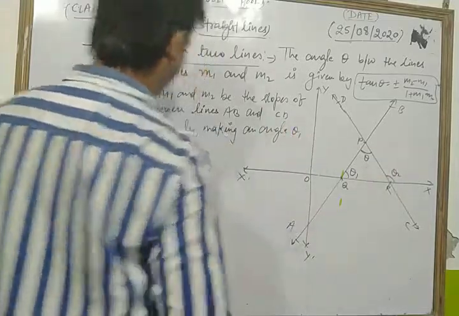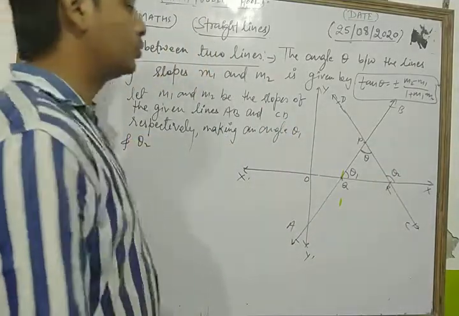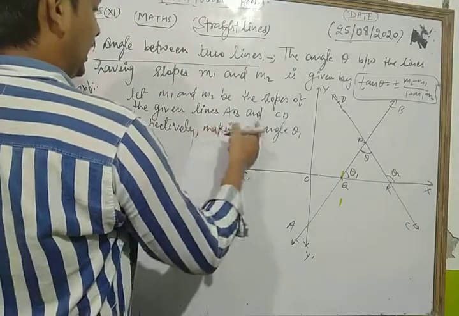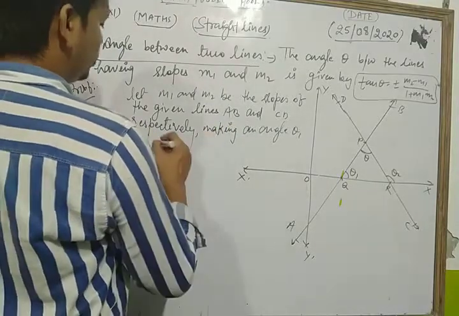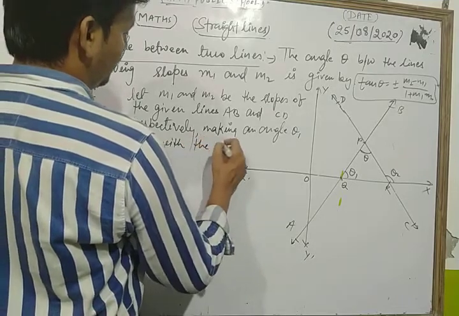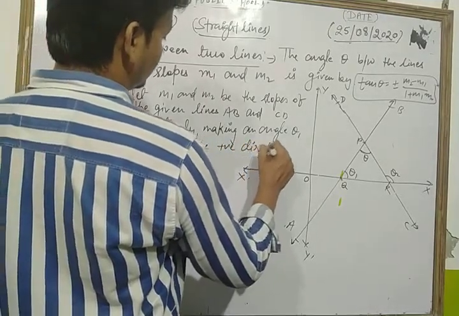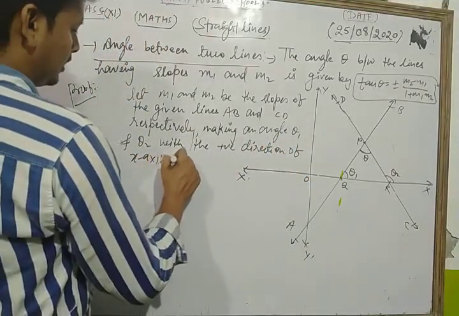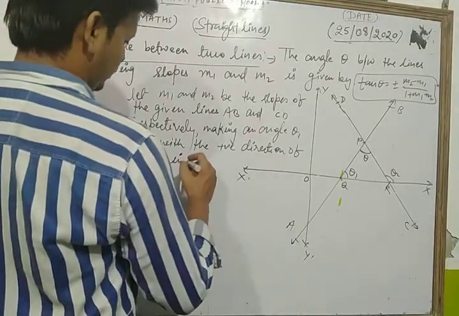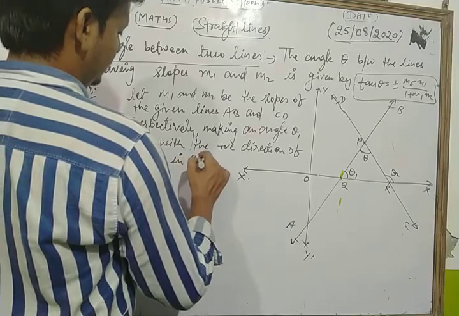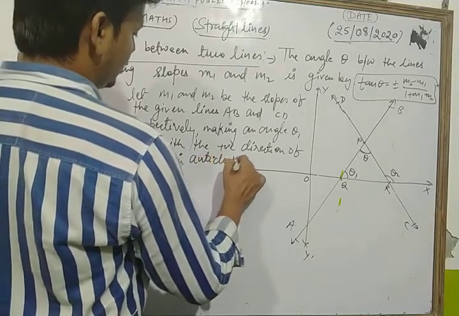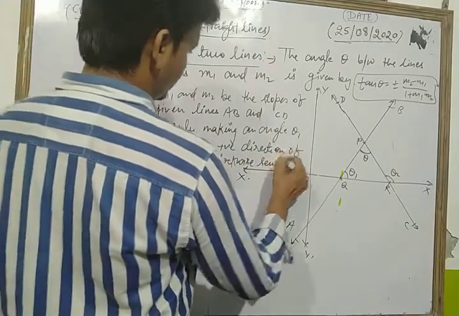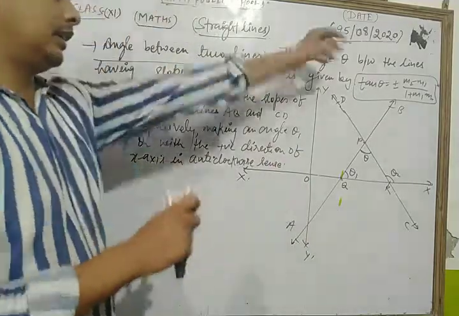making angles theta 1 and theta 2 with the positive direction of the x-axis in the anti-clockwise sense. Let's see once more.